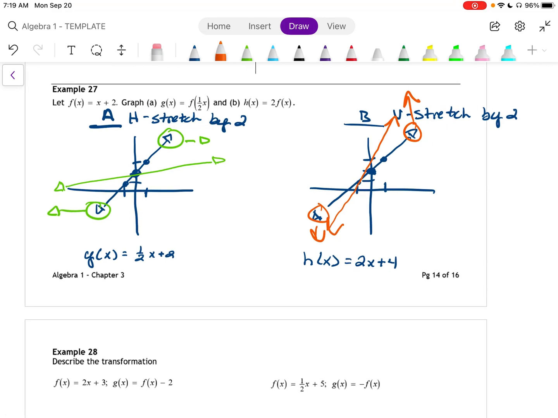Now, the way that I got these functions that I wrote here at the bottom is that I plugged them back into the function f. f of 1/2 x says put a 1/2 x anywhere there was an x. So I put a 1/2 x there instead of a plain old x. For h of x here, it says 2 times f. So this was 2 times x plus 2. And then when you distribute the 2, you get 2x plus 4. Okay. For stretches, you normally don't just count over. You normally actually do another t-chart and graph them that way.